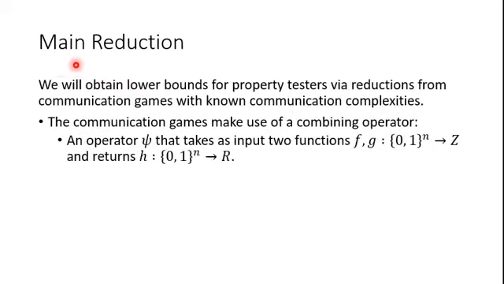So now we reach the main reduction. We will obtain lower bounds for property testers through reductions from communication games that have known communication complexities, of course. The communication games make use of what we call a combining operator. An operator psi will be a combining operator if it takes as input two functions f and g from {0,1}^n to some Z, and returns h from {0,1}^n to some R.